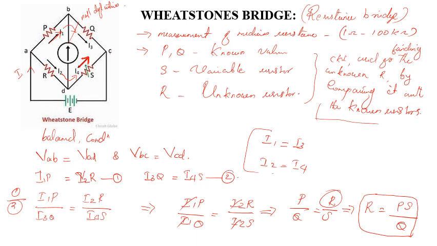Okay, it has one disadvantage because it is normally used for low or medium values of resistance. So we cannot use this circuit to measure high values of resistance. That is the major disadvantage of the Wheatstone bridge. But the value of the unknown resistance will be very accurate and it is a sensitive device.